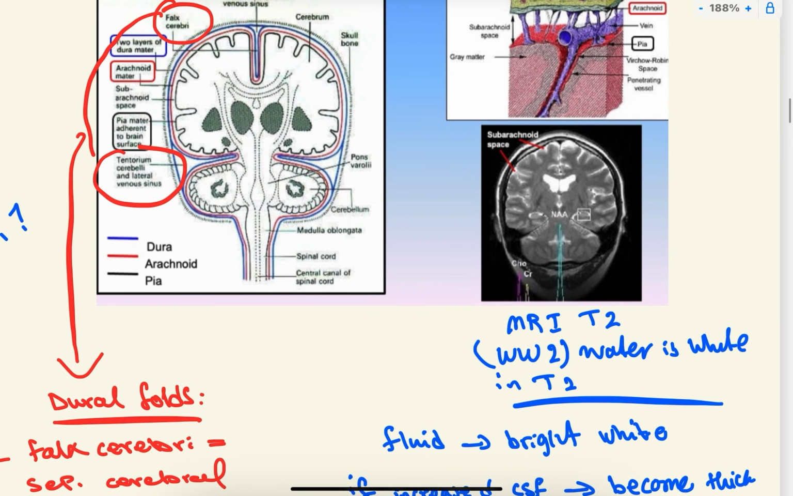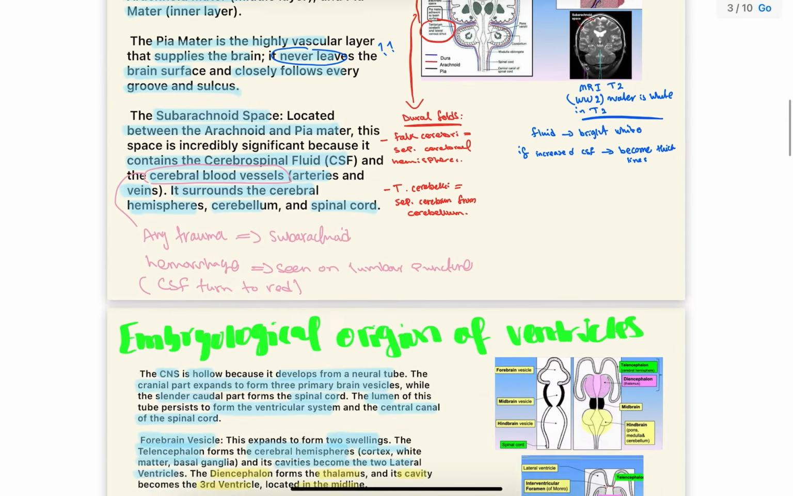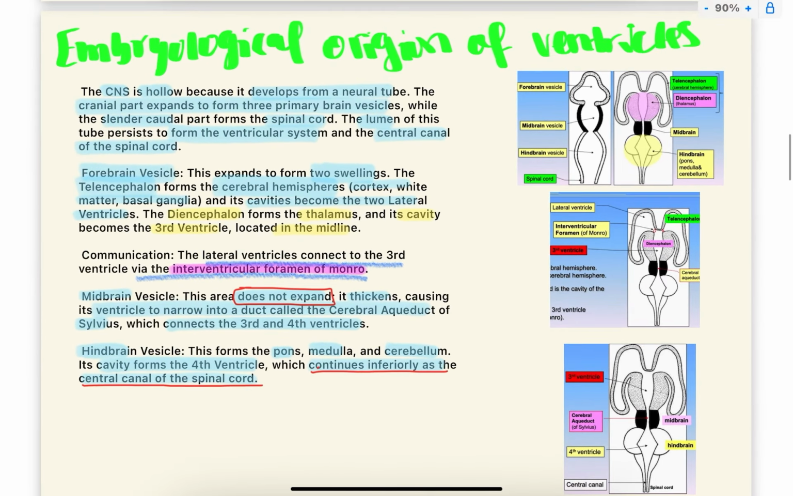And the subarachnoid space, as you can see, it appears as a thin line. And we said it has CSF. Now, if we have excessive CSF, it's going to appear as a thicker line. Okay. Now let's talk about the embryological origin of these ventricles.